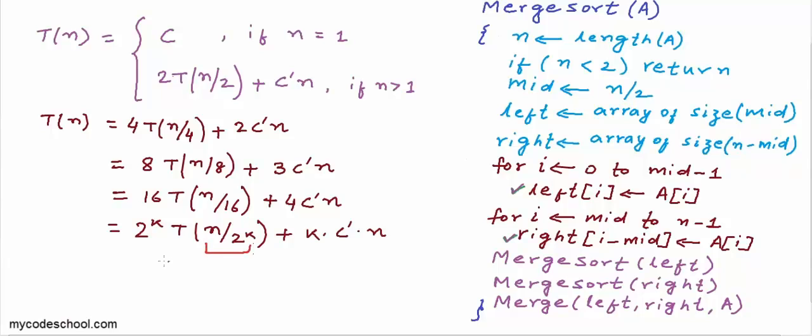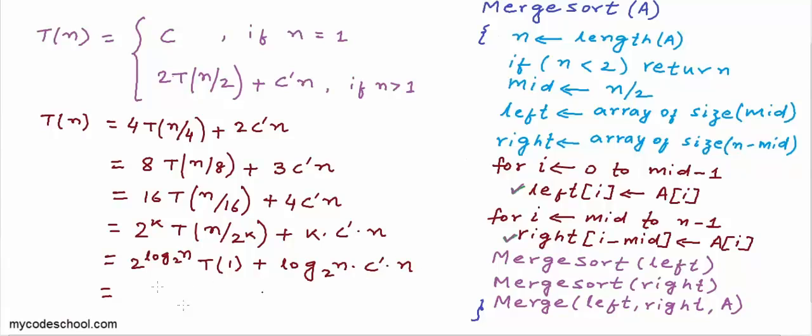In that case, n upon 2 to the power k will be equal to 1. That will mean 2 to the power k will be equal to n, and k will be equal to log n to the base 2. So if k is equal to log n to the base 2, we will have this expression in terms of t1. So finally we can write this as 2 to the power log n to the base 2 times t1 plus log n to the base 2 into c dash into n.